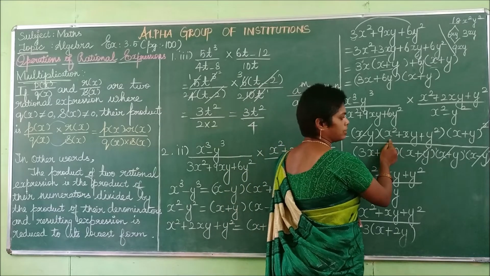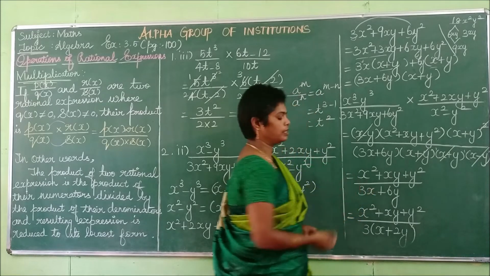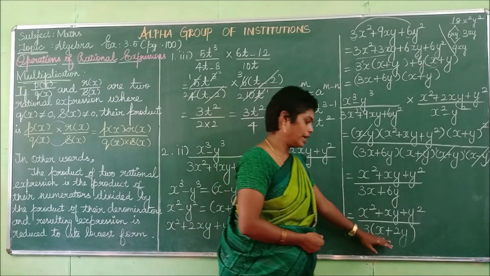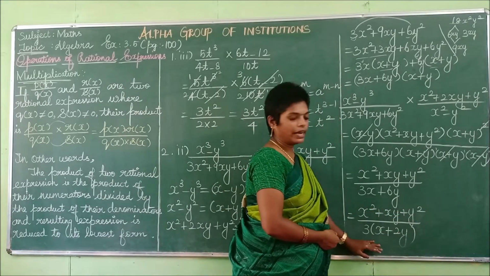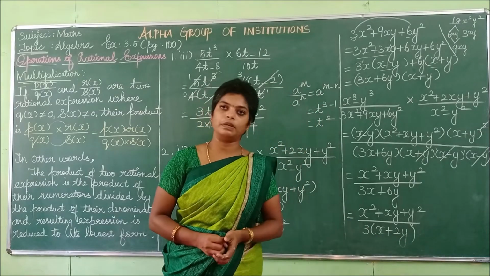The remaining term is x squared plus xy plus y squared divided by 3x plus 6y. So in this term we can take 3 as common. So the final answer is x squared plus xy plus y squared divided by 3 into x plus 2y.